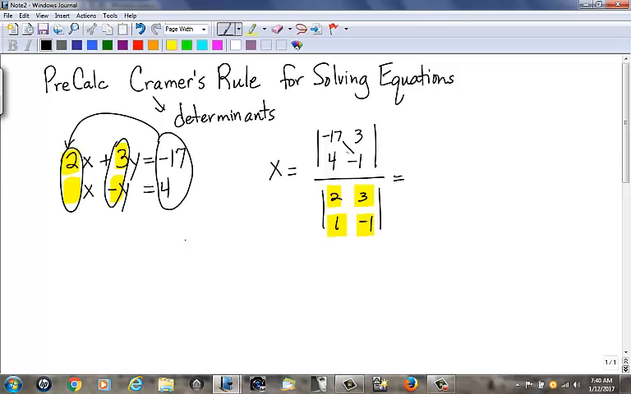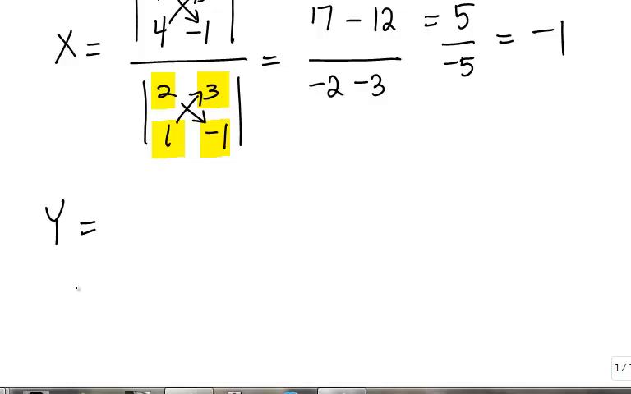So multiply down the diagonal to the right would be 17. Subtract the product coming back up would be 12. So that top one will be 5. Multiply down the diagonal to the right would be negative 2. Subtract coming back up, subtract 3 would be negative 5. So x would be negative 1. I like that better than substitution. I like that better than linear combination.